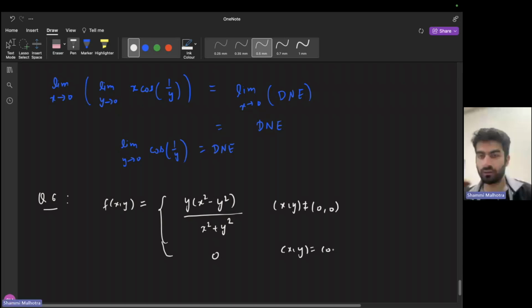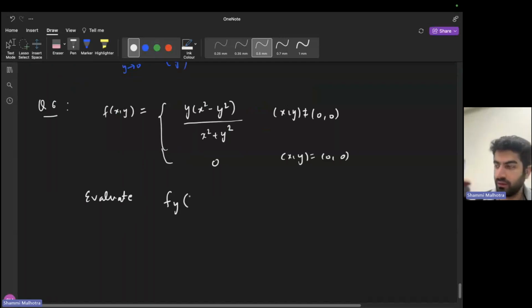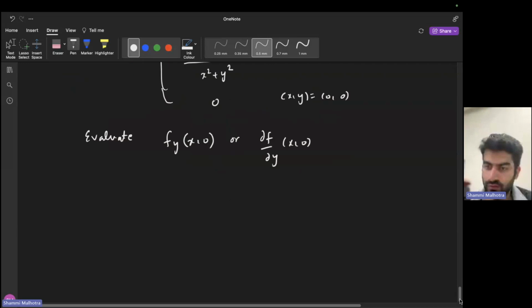So what I would like to do is evaluate partial derivatives, and in particular the partial derivative with respect to the y variable. I would like to see what my partial derivative with respect to y is at the point (x, 0), which I can denote as del f by del y at (x, 0). Okay, so how to proceed? We just apply the definition of the partial derivative and see what the limit turns out to be. So let us start.